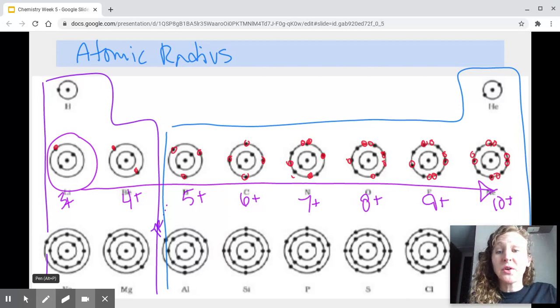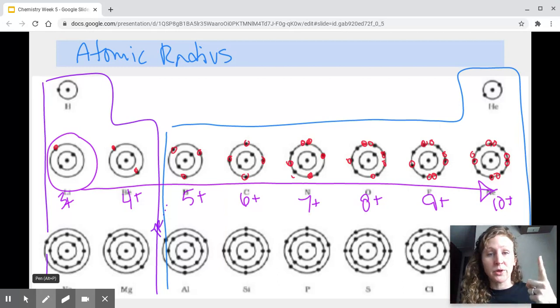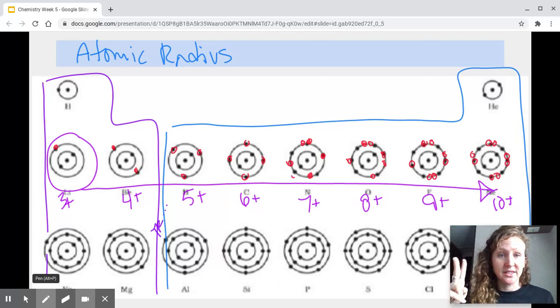Notice another thing going left to right, there's a couple things that are not changing. Notice core electrons are not changing. Every single atom in this second energy level has 2 core electrons. Another thing that's not changing left to right is energy levels. Notice every single atom within this second energy level is going to have 2 energy levels, right? That's why it's the second energy level. So we have a couple things that are changing, protons and valence electrons. We have a couple things that are not changing, core electrons and energy levels.